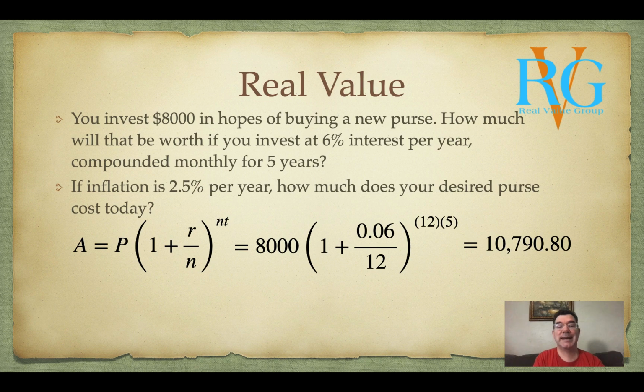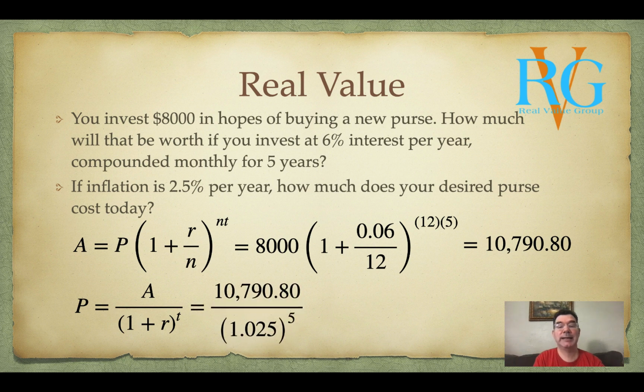Okay, so after I invest $8,000 for 5 years, it will be worth $10,790.80. All right, so now if I take that and I plug that into the real value formula, my A is going to be $10,790.80, which I just figured out. And I'm going to divide that by 1.025 to the fifth, because again, it's 5 years and the inflation rate is 2.5%, which is 0.025. So if I figure all of that out, I get $9,537.50. So that's how much my desired purse will cost today.